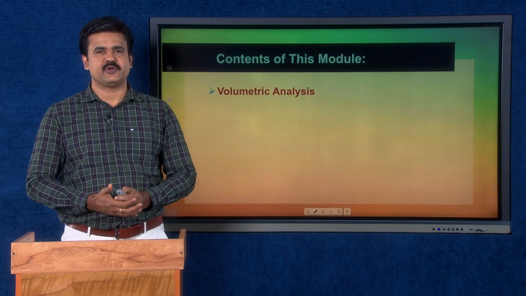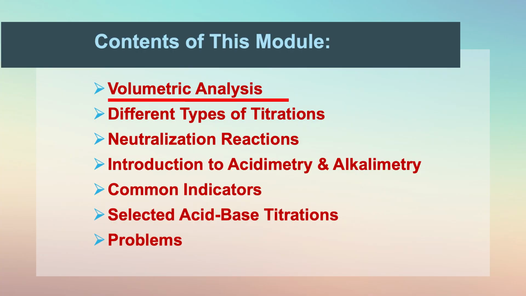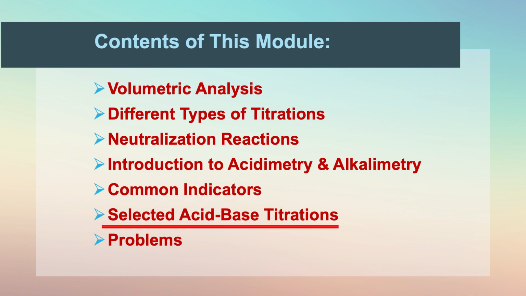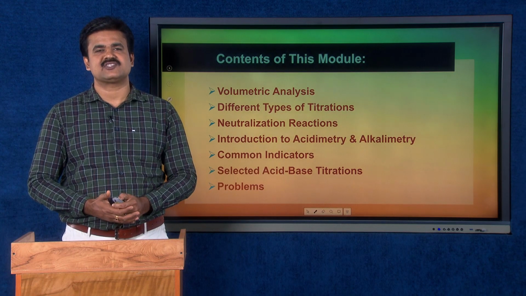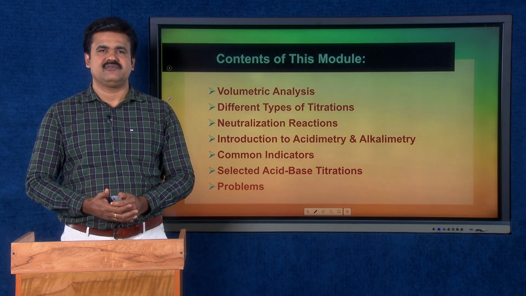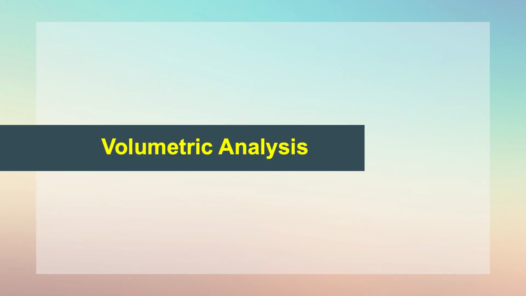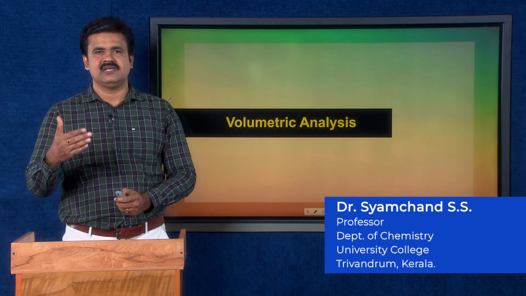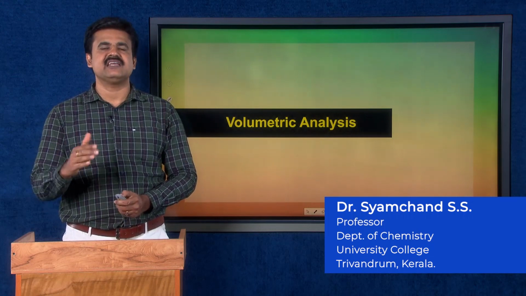The contents of this module are volumetric analysis, different types of titrations, neutralization reactions, introduction to acidimetry and alkalimetry, common indicators, selected acid-base titrations, and problems based on these concepts. First of all, we are taking volumetric analysis. Here we are just taking volumetric analysis for the sake of revising the concepts that we learned in the previous module.